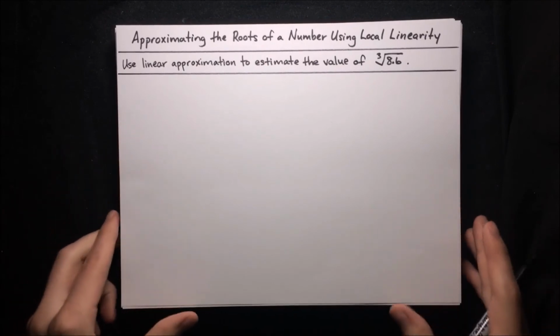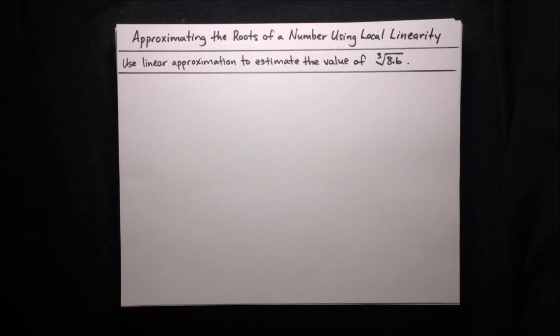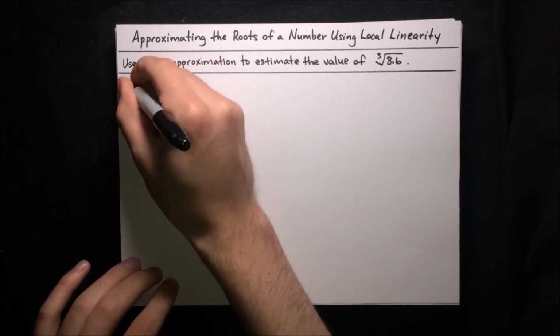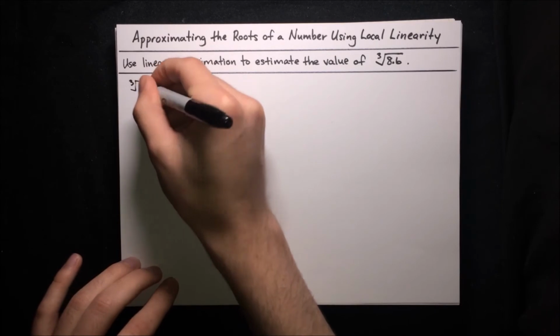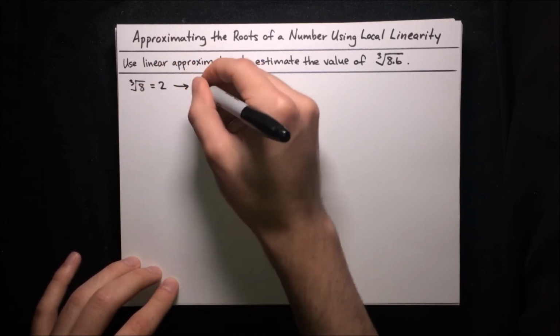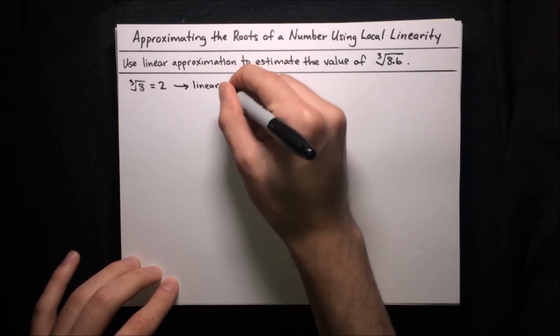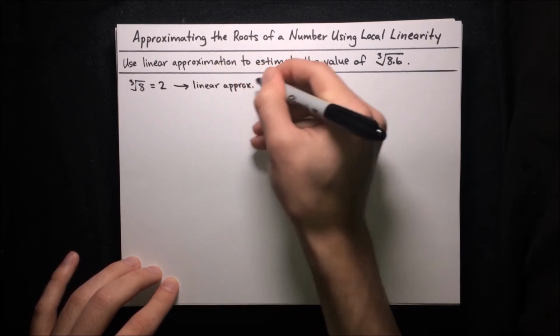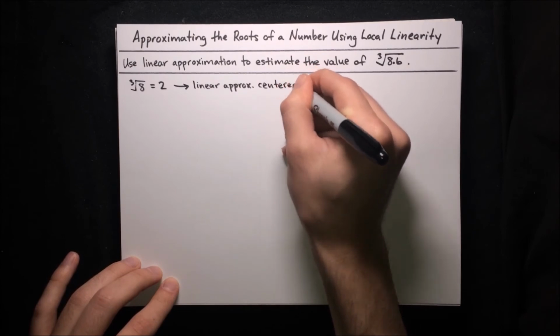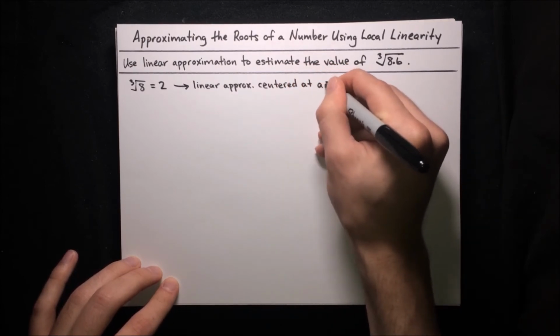Alright, here's our next problem. We want to use linear approximation to estimate the value of the cube root of 8.6. So cube root of 8.6, that's difficult to compute because it's not a perfect cube. So the idea is that we'll use a linear approximation centered at the nearest perfect cube to make this problem easier. So let's think, what is the nearest perfect cube to 8.6? Well, it's just 8. We have that the cube root of 8 is equal to 2. So we're going to use a linear approximation centered at a equals 8.